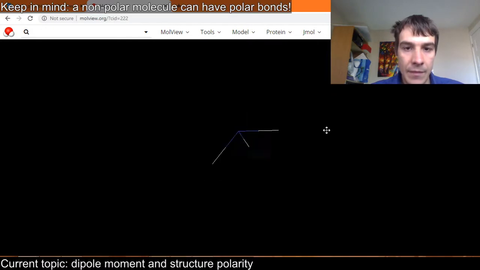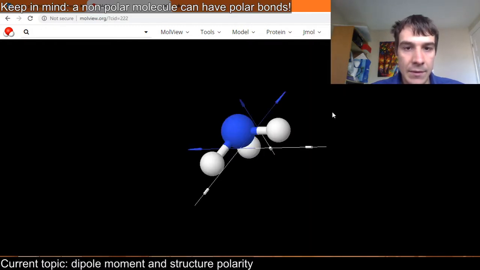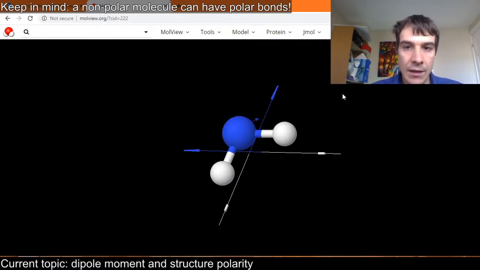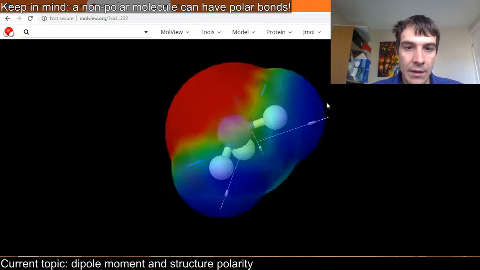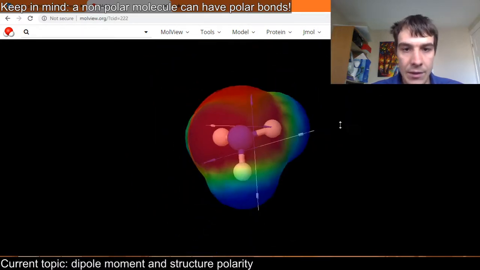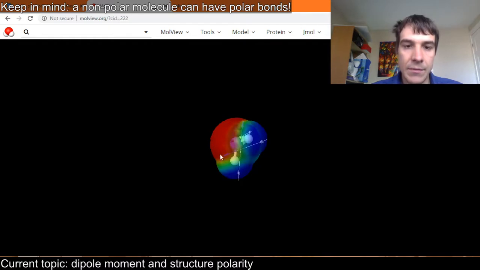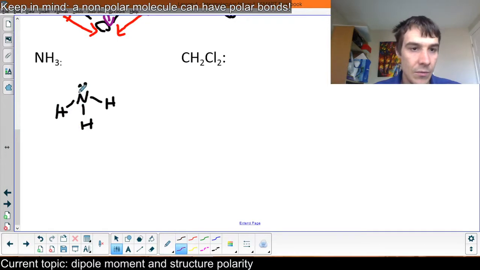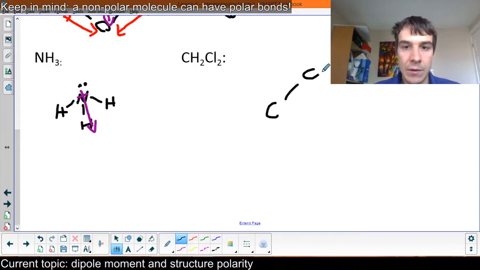There's that pyramid. I can look at the bond dipoles. They all go towards the nitrogen. I can look at the electron density, and it goes up towards the nitrogen as well. But if I go to the overall dipole, because everything's going towards the nitrogen, we have an overall dipole towards the nitrogen. There's the overall dipole.